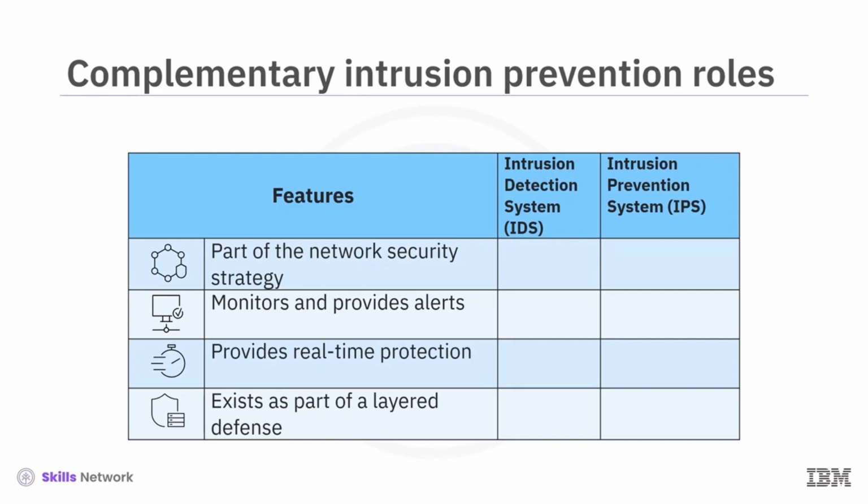Both IDS and IPS are integral components of a comprehensive network security strategy. IDS excels in monitoring and alerting, providing valuable insights and forensic data, while IPS offers real-time protection by actively blocking threats. Together, they provide a layered defense approach, enhancing an organization's security posture.